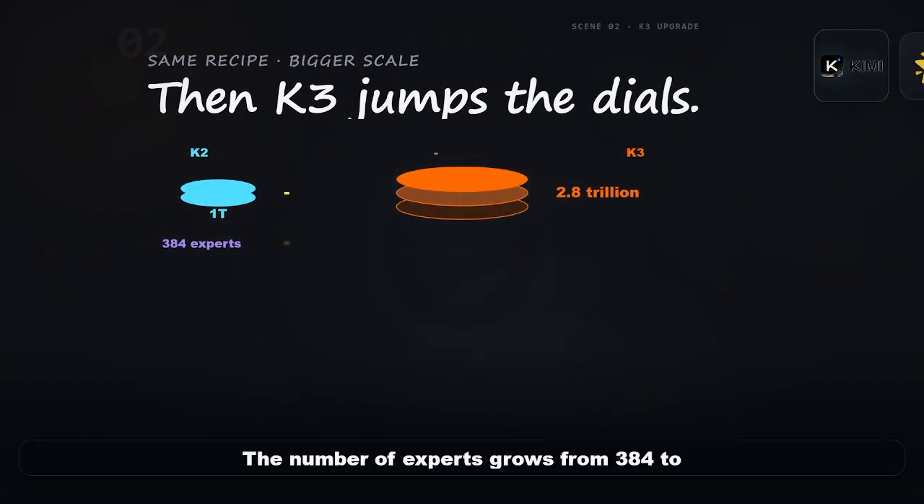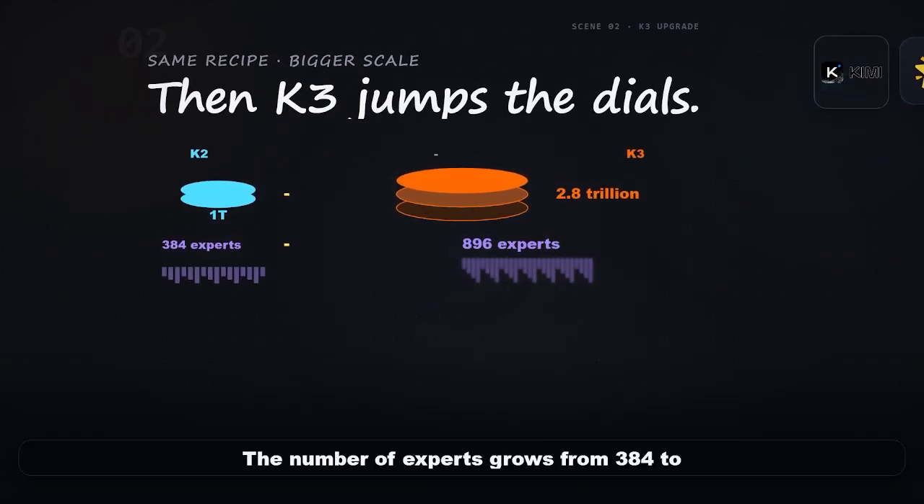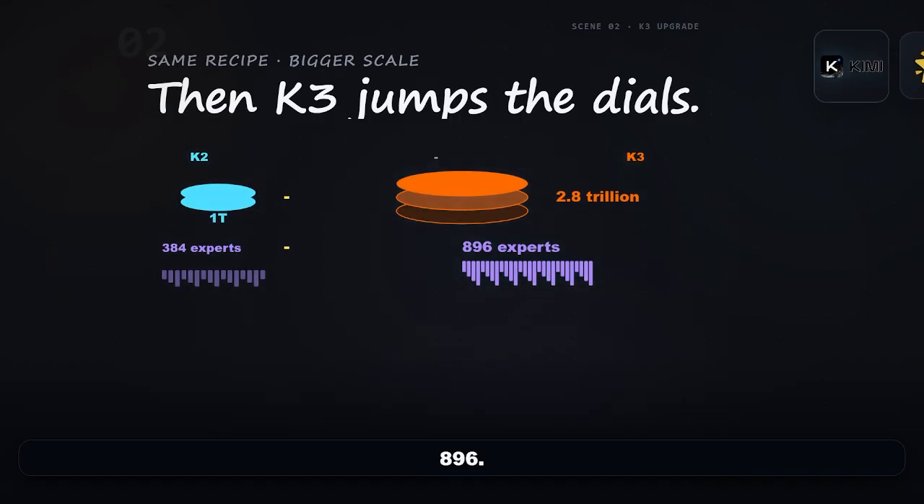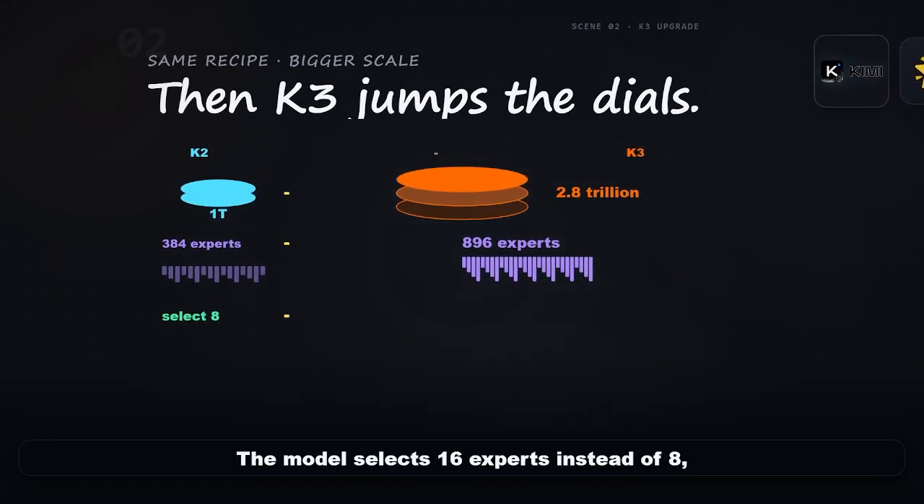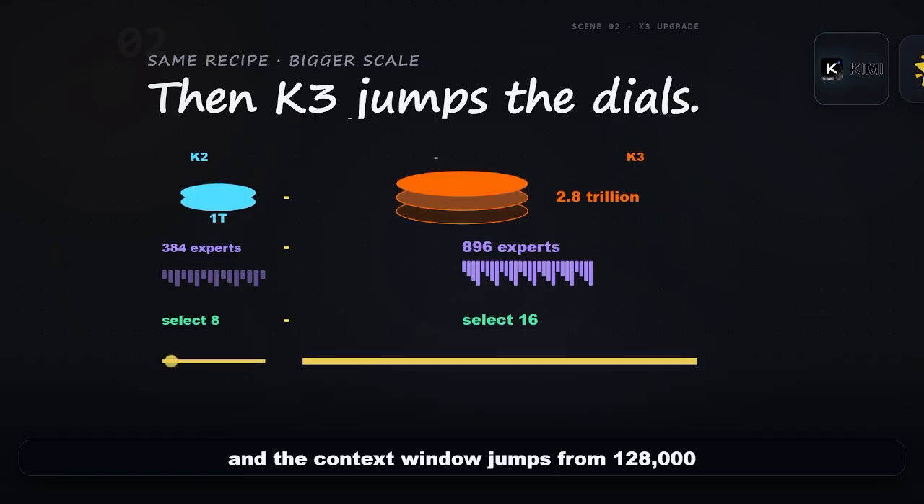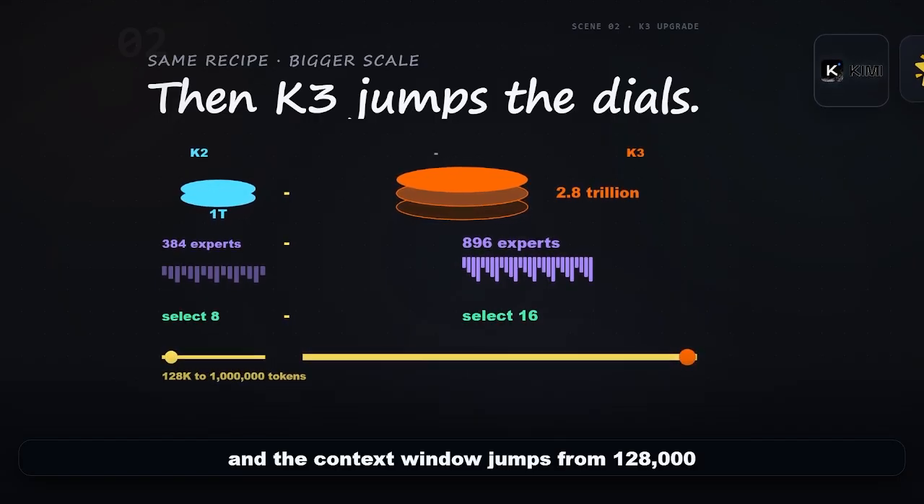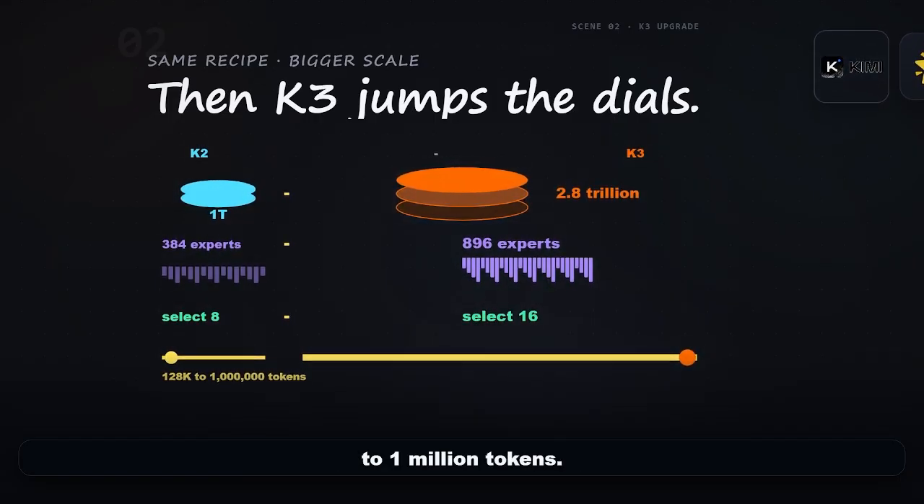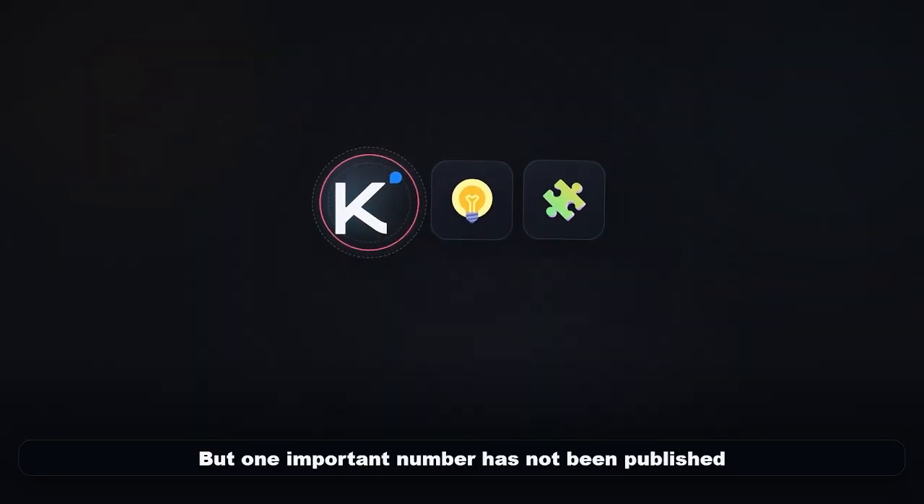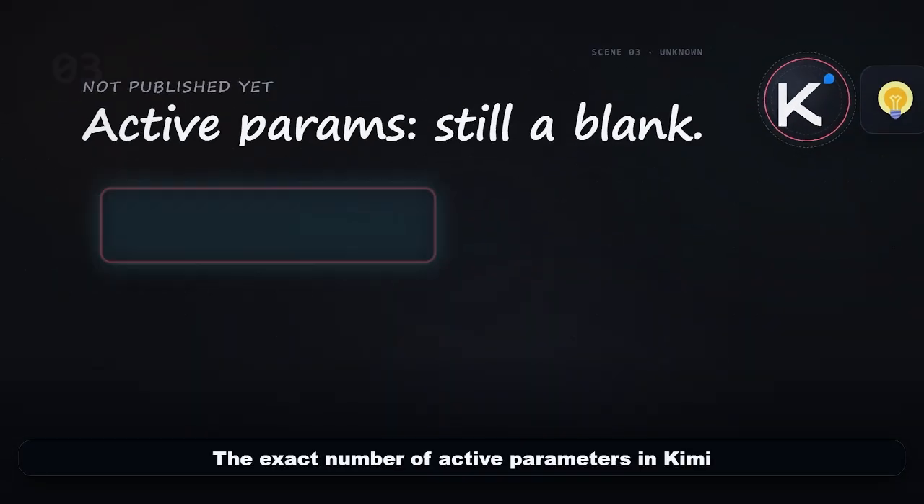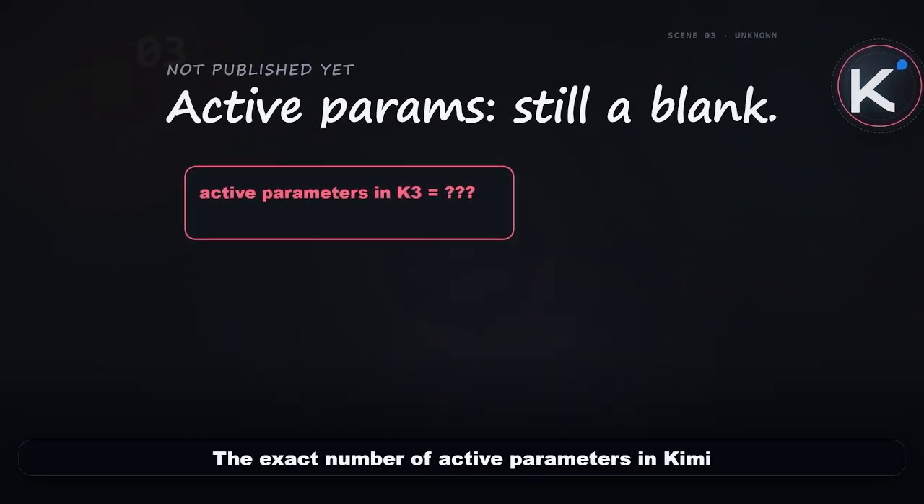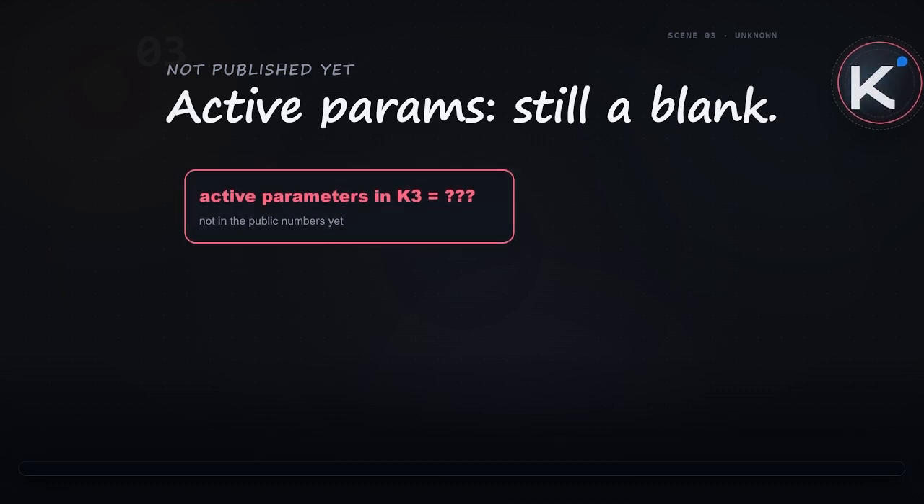With K3, total capacity increases to 2.8 trillion parameters. The number of experts grows from 384 to 896. The model selects 16 experts instead of 8, and the context window jumps from 128,000 to 1 million tokens. But one important number has not been published yet: the exact number of active parameters in Kimi K3.